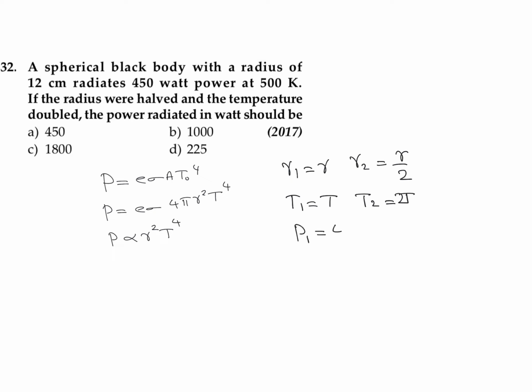Power radiated in the first situation is given as 450. So our aim is to find out the value of P2. Now as P is directly proportional to r square and T raised to 4, we can take it as P2 divided by P1 is equal to R2 divided by R1 raised to 2 into T2 divided by T1 raised to 4.